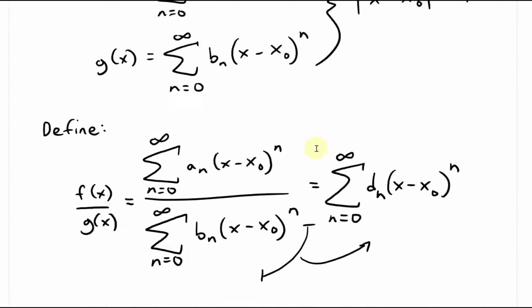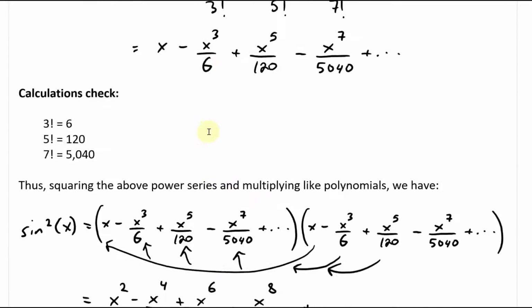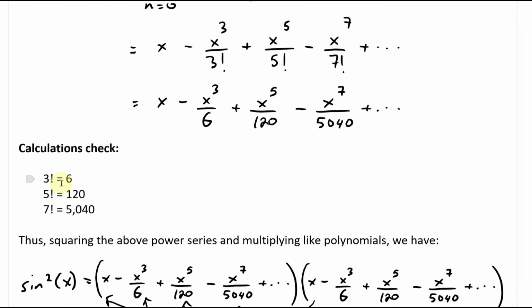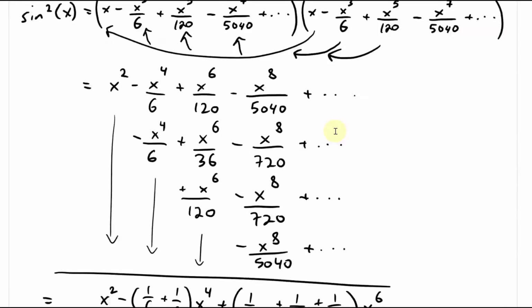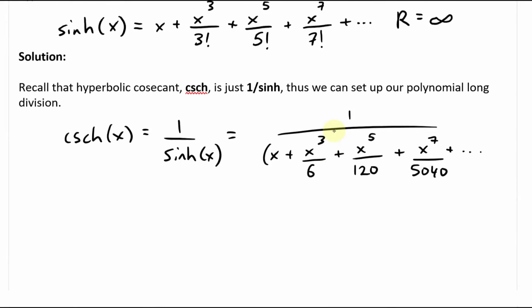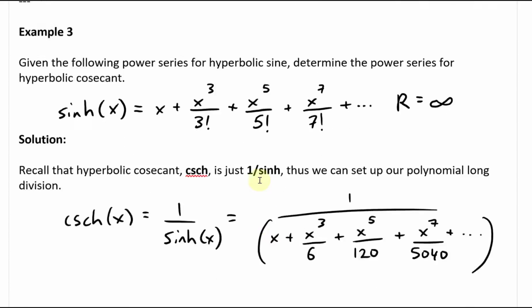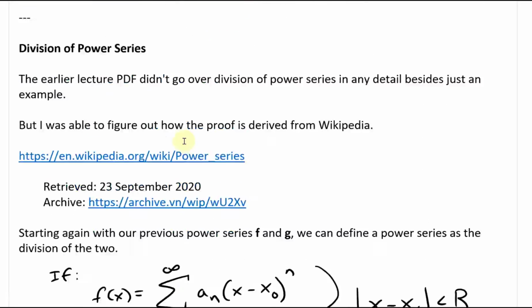Let's go back to that earlier calculation to check. Scroll all the way up. So we already have that: 3 factorial equals 6, 5 factorial equals 120, and 7 factorial is 5040. So we already have that. And now we're going to be dividing this whole thing. Alright, let's put this here. So we're going to divide this out, so we're going to have to set up our polynomial long division. Let's just follow the polynomial long division for this power series.